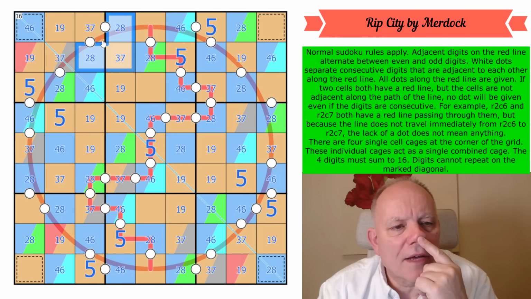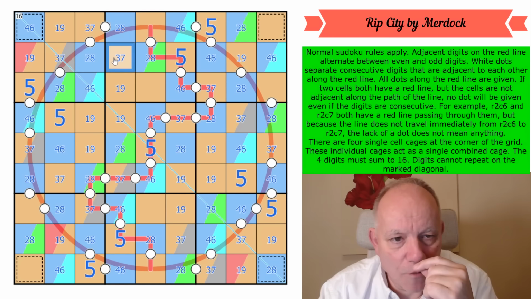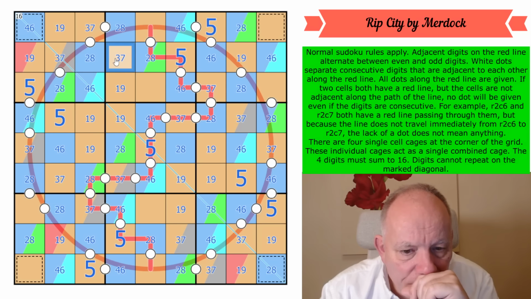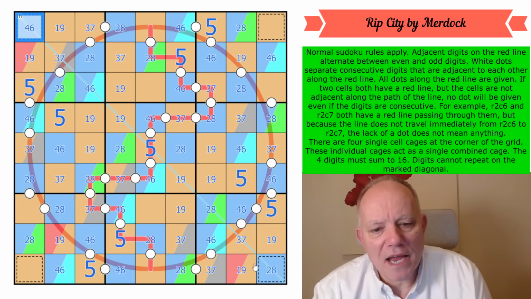It's not on the line. That's why it can be the same as that, but there's no white dots. That's fine. Okay. Okay, come on, Mark. Figure it out. Right, these are both of the same polarity.